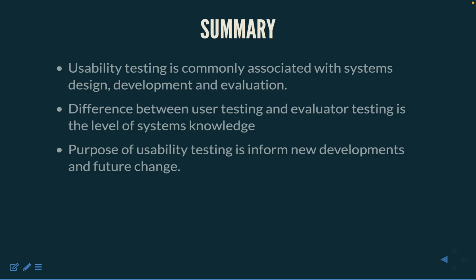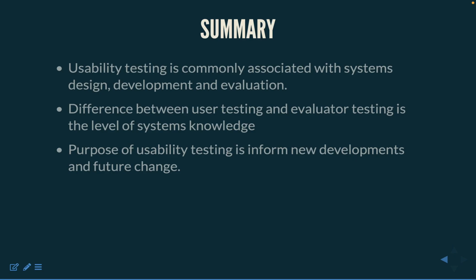The major difference between user testing and evaluator testing is the level of systems knowledge and the form of analysis required. User testing relies on users carrying out common tasks and being able to talk the researcher through their behavior. It is up to the researcher to interpret this behavior. Evaluator testing allows the test and interpretation to go on simultaneously. Again, it is the purpose of the study that determines the choice of test.